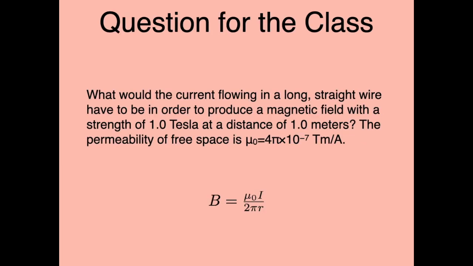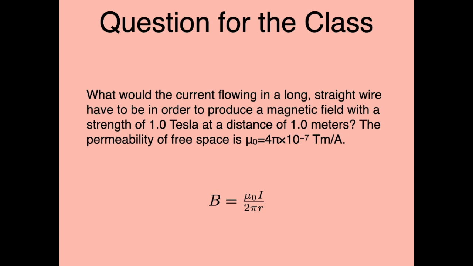Okay, so this will be the last thing we go through, and then we'll end the lecture here. So using that previous result, I have a question. What would the current flowing in a long straight wire have to be in order to produce a magnetic field with a strength of 1 Tesla at a distance of 1 meter? The permeability of free space, mu naught, is given to you. You're going to need to know that constant to do the calculation.